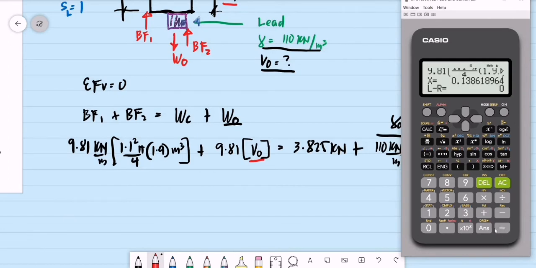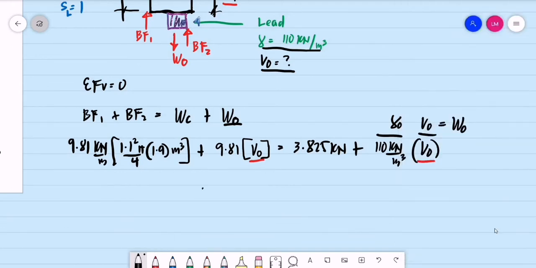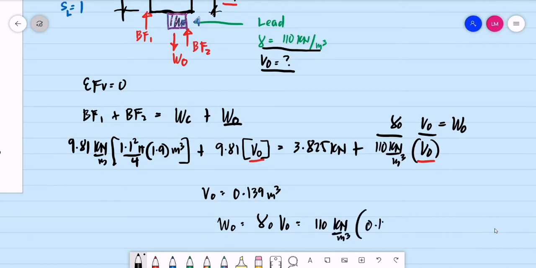So we have the volume of the object as 0.139. Okay, we use 0.139. The volume of the lead needed is equal to 0.139 cubic meter. So again, how do we compute for the weight? Weight is the unit weight of the object times the volume of the object. Unit weight of the lead is 110 kilonewtons per cubic meter. The required volume is 0.139 cubic meter.